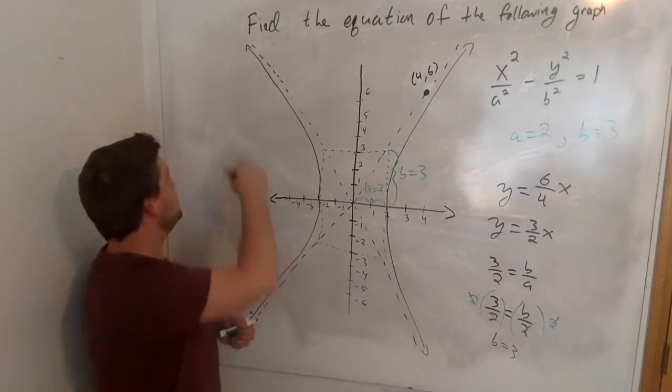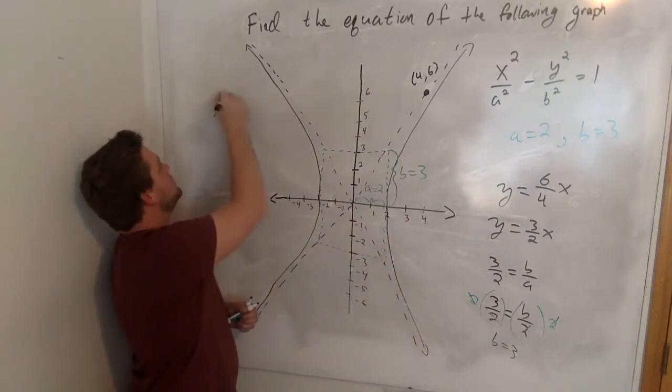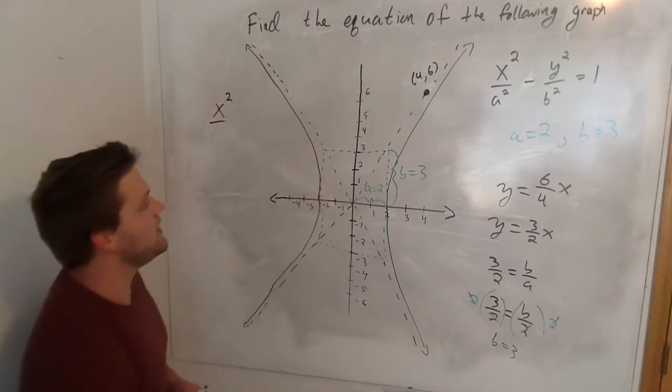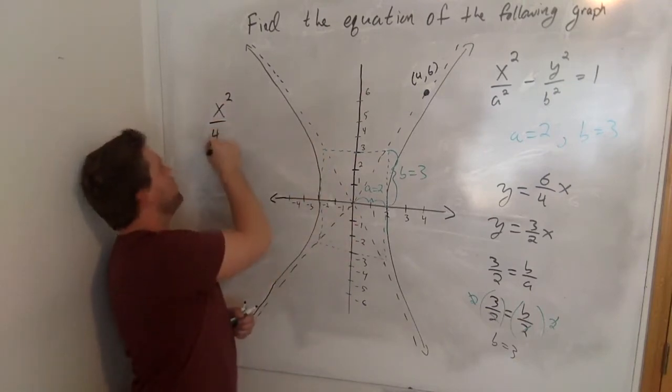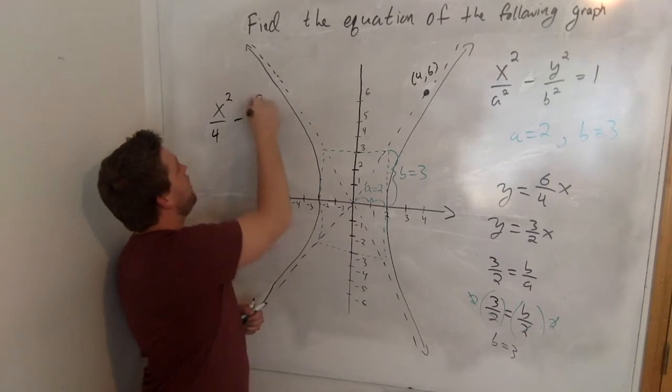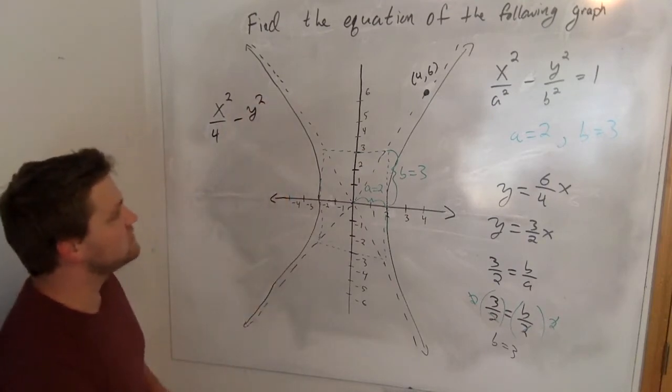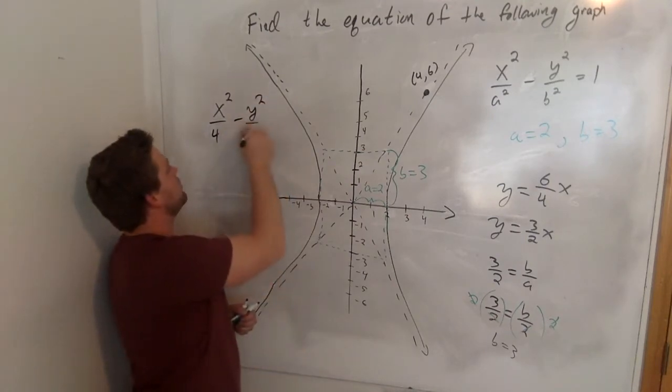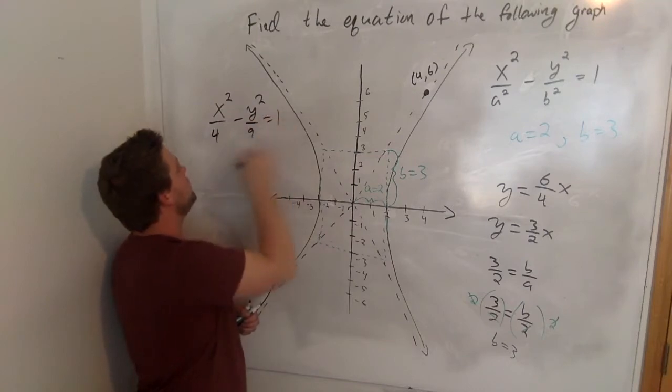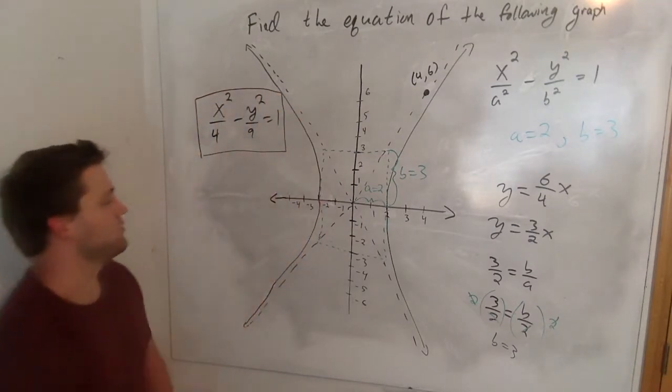But either way, the equation will be x squared all over, our a was 2, if we square that, we'll get 4, minus y squared over, let's see, our b is 3, b squared, or 3 squared, will be 9, equal to 1. So this is the equation of this hyperbola.